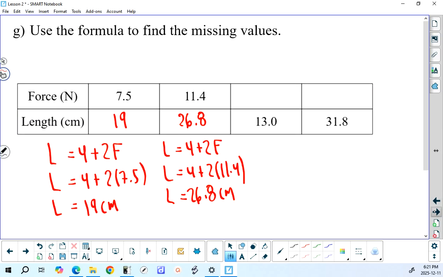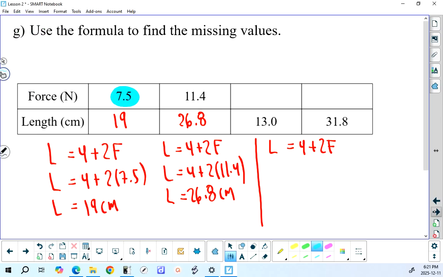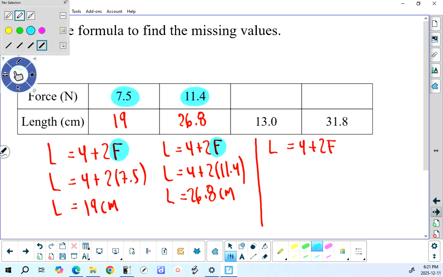If we want to do the next one where the length is 13, that's a little more tricky because the formula is length equals 4 plus 2f. This 13, I'm going to highlight a few things here for you. This went in for f. This went in for f. However, this goes in for L.